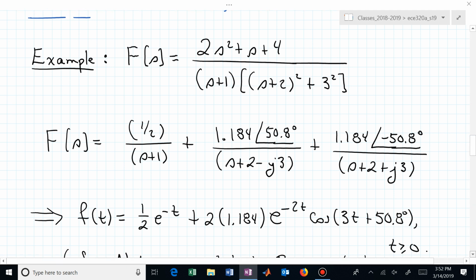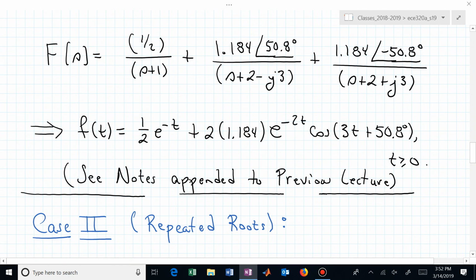This was last time. So here is the advertisement. See the notes appended to the previous lecture. We didn't go over that in class, but I did write it down after class. If you want to know, wait a minute, he seemed to be just talking hot air. Well, maybe, but you need to understand it, and it's now laid out for you in the notes appended to the previous lecture: how to get from capital F of s to lowercase f of t, inverse Laplace transforming. Let's now look at what happens when we go into repeated roots.